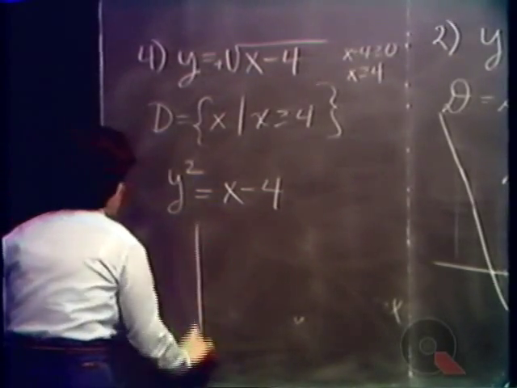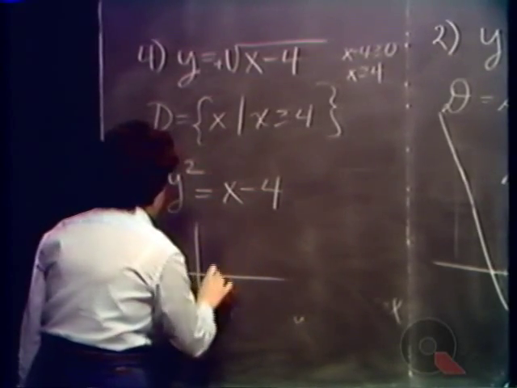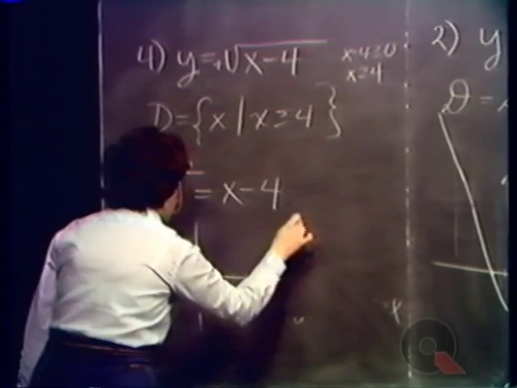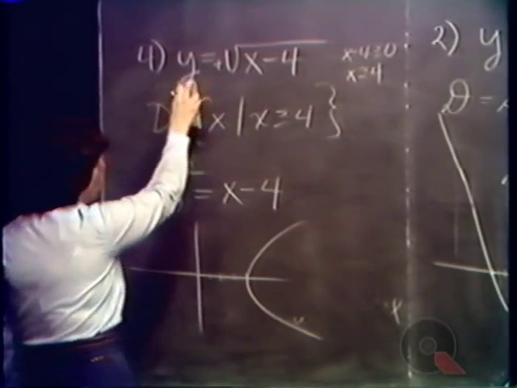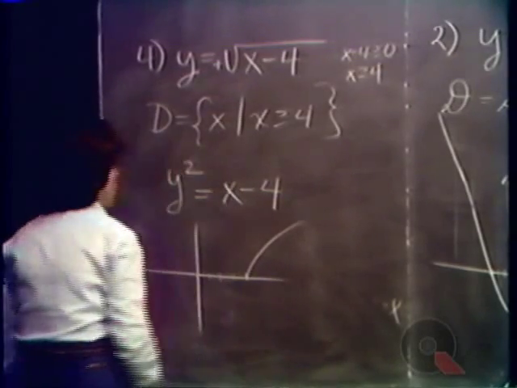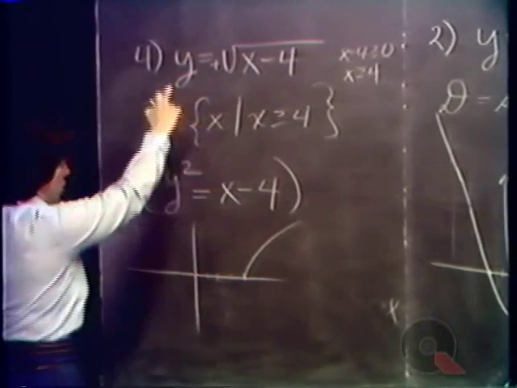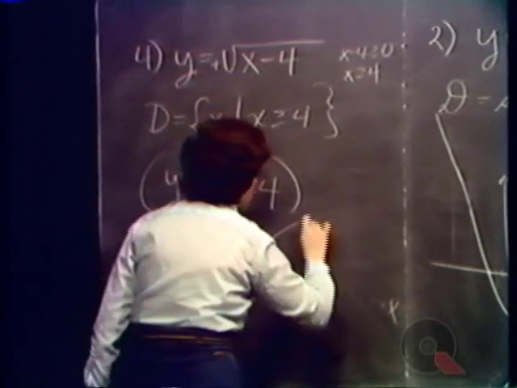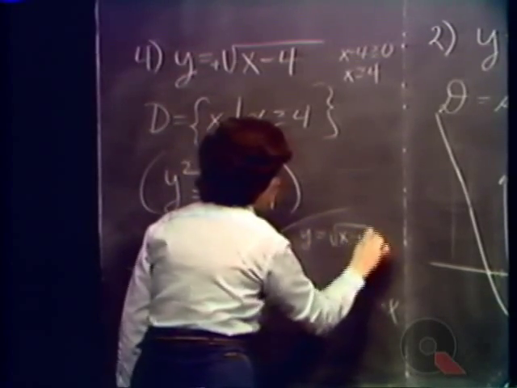Okay, so you would use this to sketch the graph of the parabola, something like this. And then you'd say, but I only want the top half. And it would look something like that. This is just, in other words, to help you sketch it. This is the graph of y equals the square root of x minus 4.